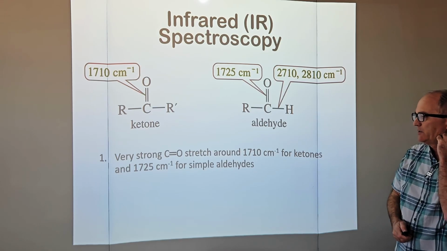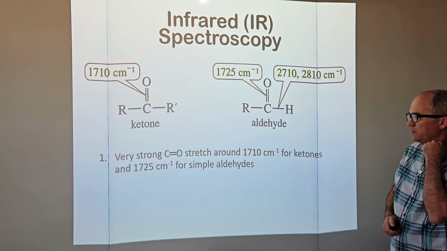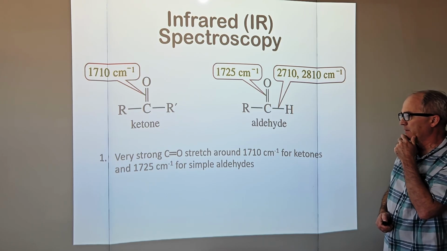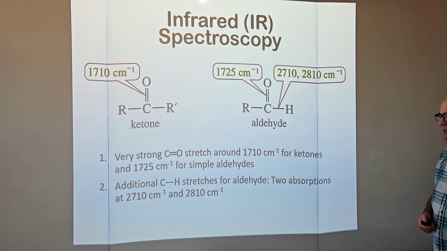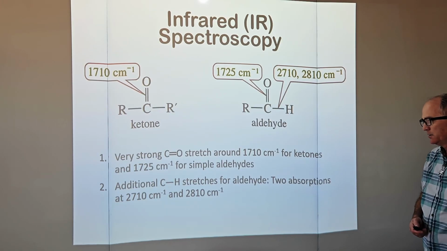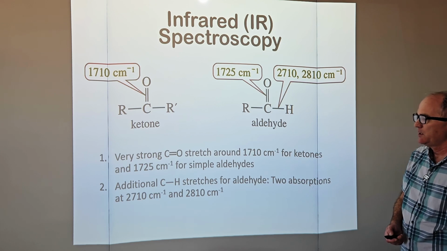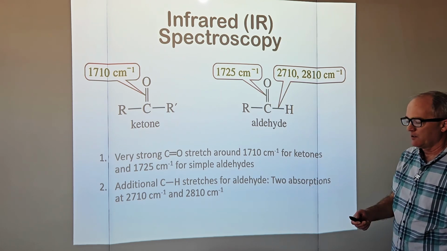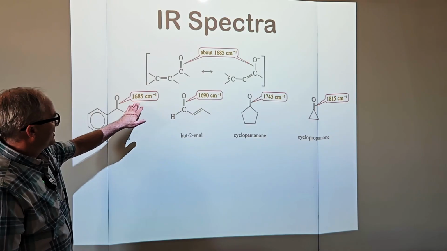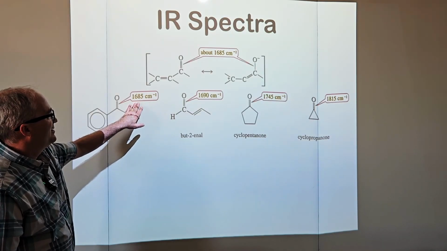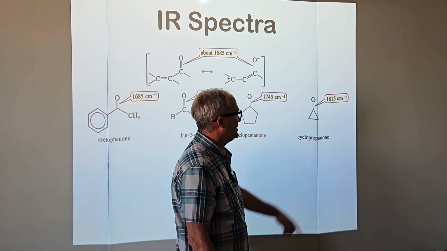So carbonyl carbon is a very strong stretch, around 1710 for ketones, 1725 for simple aldehydes, and an additional carbon hydrogen stretch for aldehyde, 2 absorptions, 1710 and 2810. Now I want to go back and look at some spectra. Well, this is a bit of ways from 1710. So it's this. Ooh, this one's higher. Oh man, look at that.